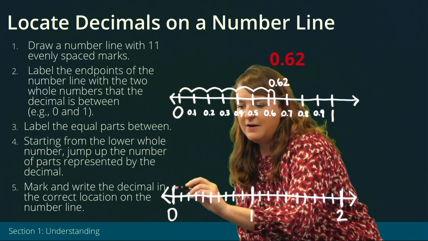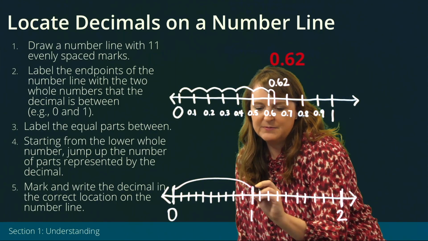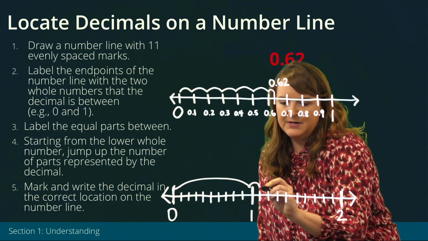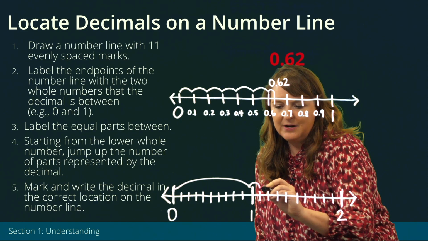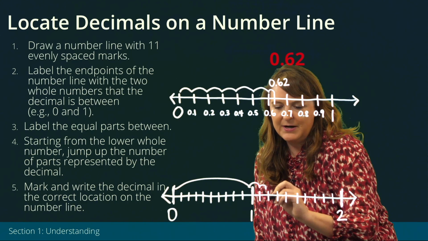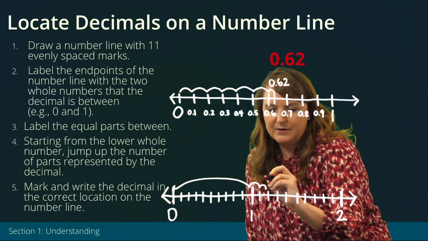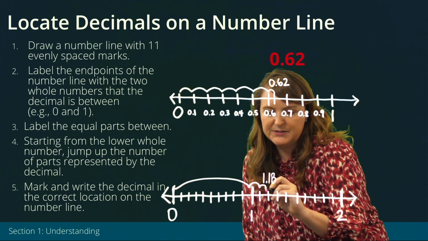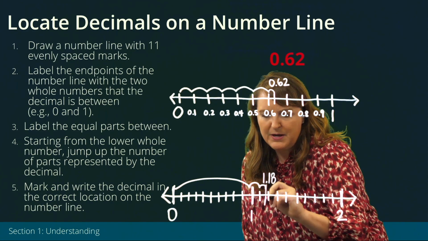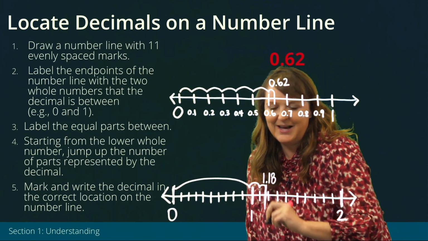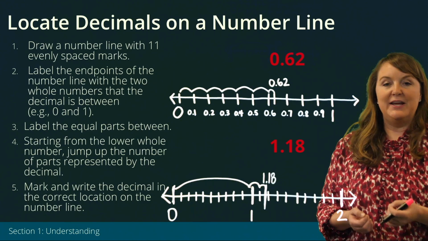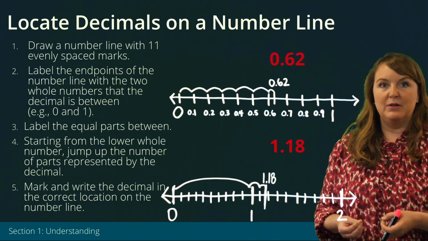So now let's think about how we could show 1 and 18 hundredths. Well, first I have 1, all right, so that gets me to here. And then I have 1/10, that gets me to here. And then I have 8 hundredths, that gets me to about right there. So I could go ahead and plot that on my number line, 1 and 18 hundredths. And I'll draw a big long line there, just like that, to show the value of 1 and 18 hundredths on my number line.